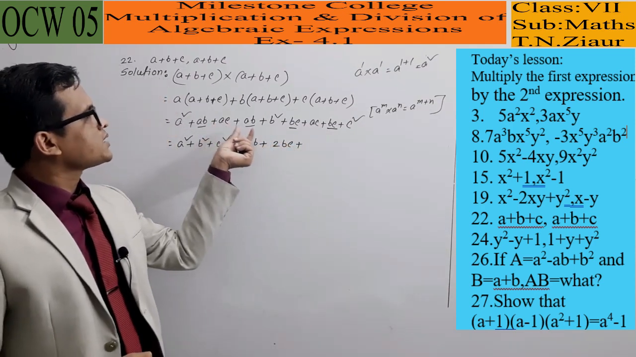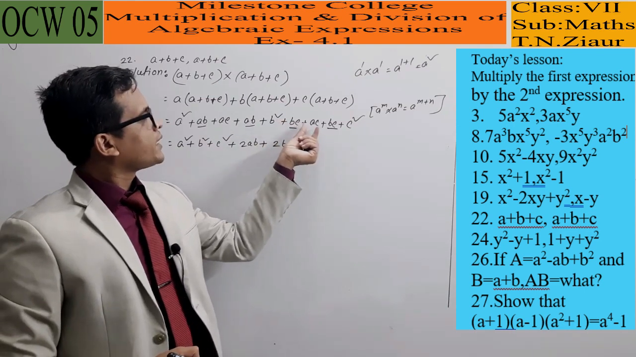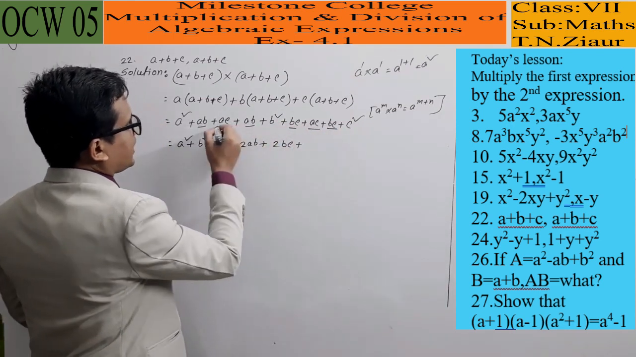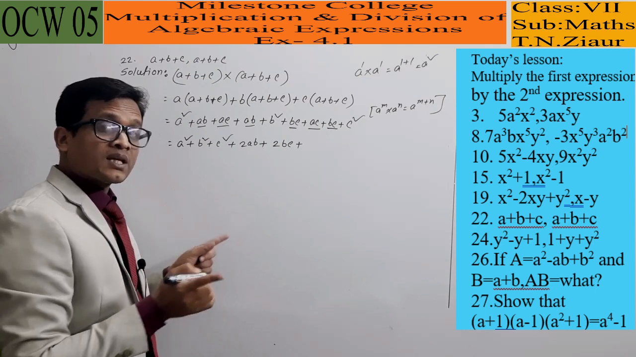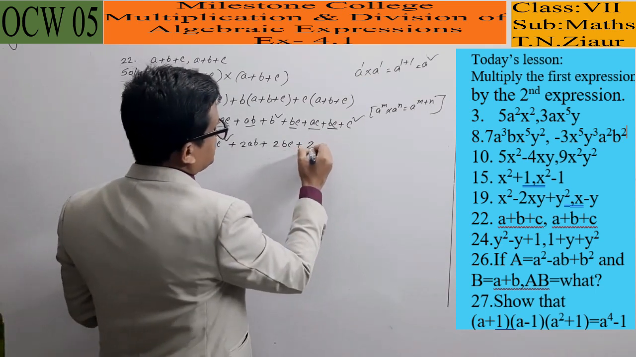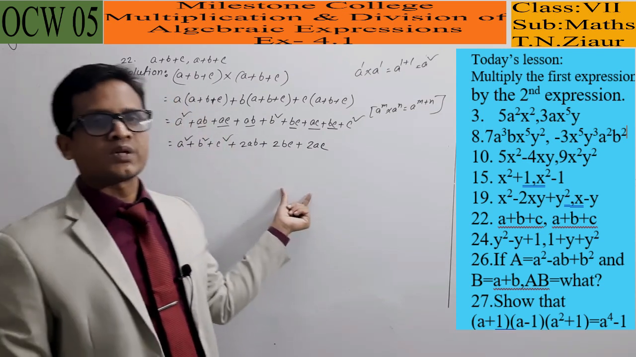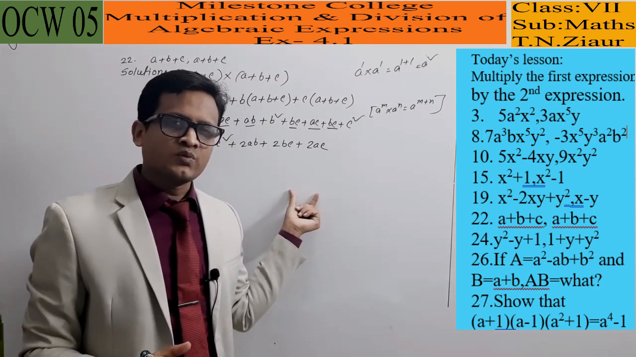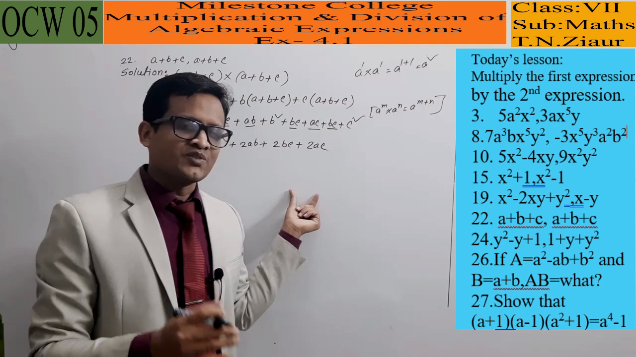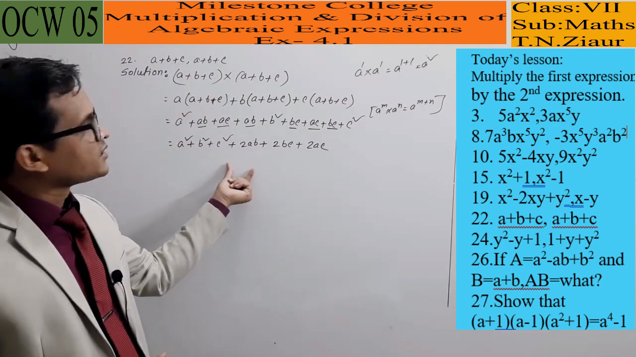Now ac plus AC. This one, AC plus AC, so what will be AC plus AC? It will be 2AC, so 2AC. This is the required product of this expression. Okay, now have you understood this one? I hope you understood. Now it is very easy, right?